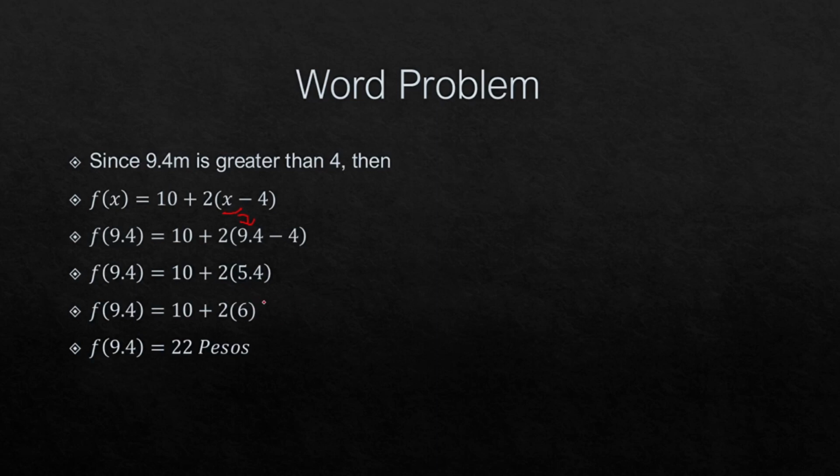Tapos 10 plus 2 times 5.4. So, usually yan, kasi nila-round up natin kung about sa jeepney fares. Sa example, 5.1 kilometers ka na travel, considered na yan as 6 kilometers. So, ang 5.4 nila-round up to 6. 10 plus 2 times 6. That is 22 pesos. That's all. I hope you understood this lesson.